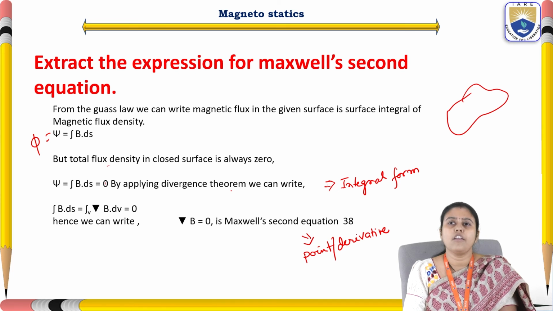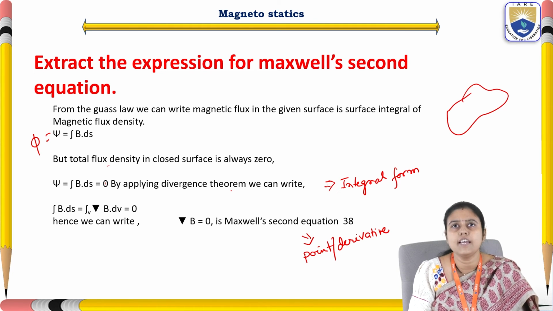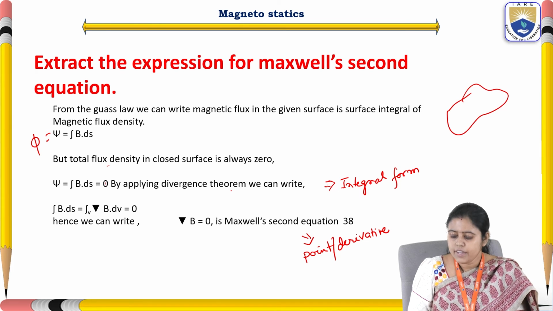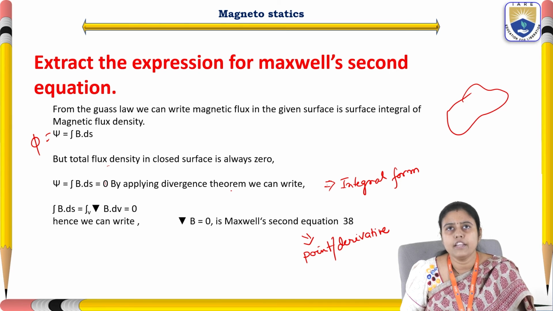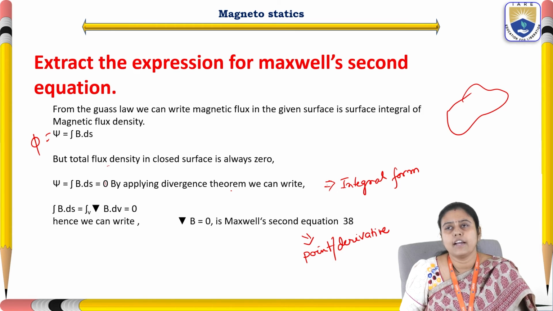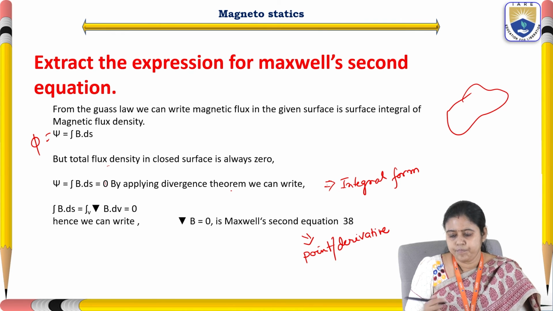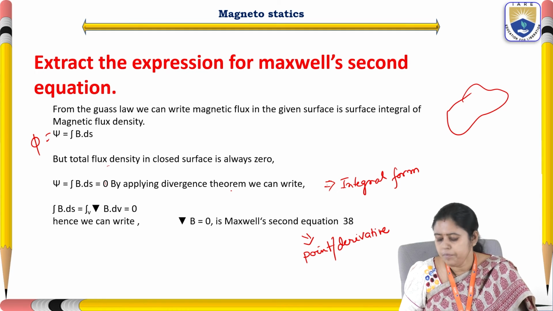So Maxwell's second law is based on the Gauss law of the magnetic field, and according to this law, the flux will be zero in a magnetic field. So B dot ds is equal to 0. This is the integral form, and div B equals to 0 is the point form or derivative form.